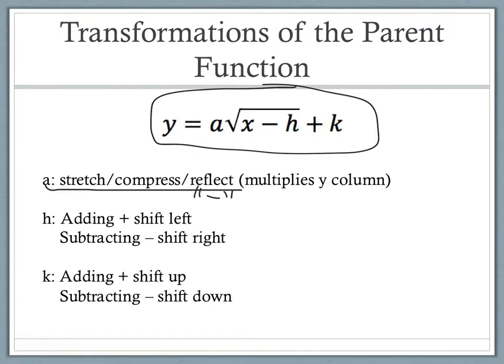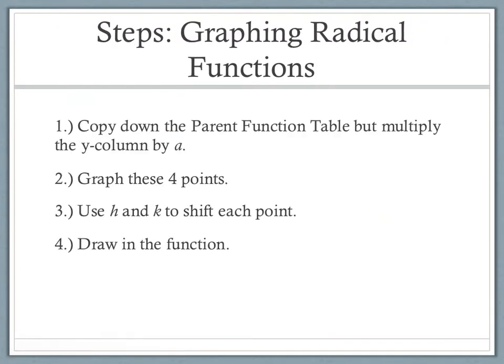Our h is our horizontal shift, so our left and our right. Remember, that's going to be the opposite. Our k is our up and down shift. So I kind of put it onto the side for you, but h is adding left or right. Adding is shifting left, subtracting is shifting right. For the k value, adding is shifting up, and subtracting is shifting down. All right, so our steps: we write our table, we multiply the y column by our a, we graph those points, and then we shift them. Same steps we've all used with graphing.